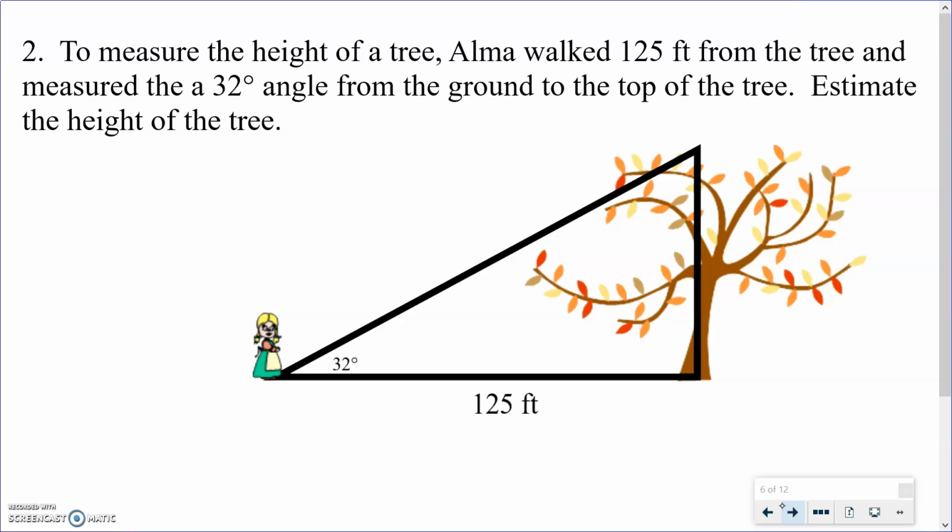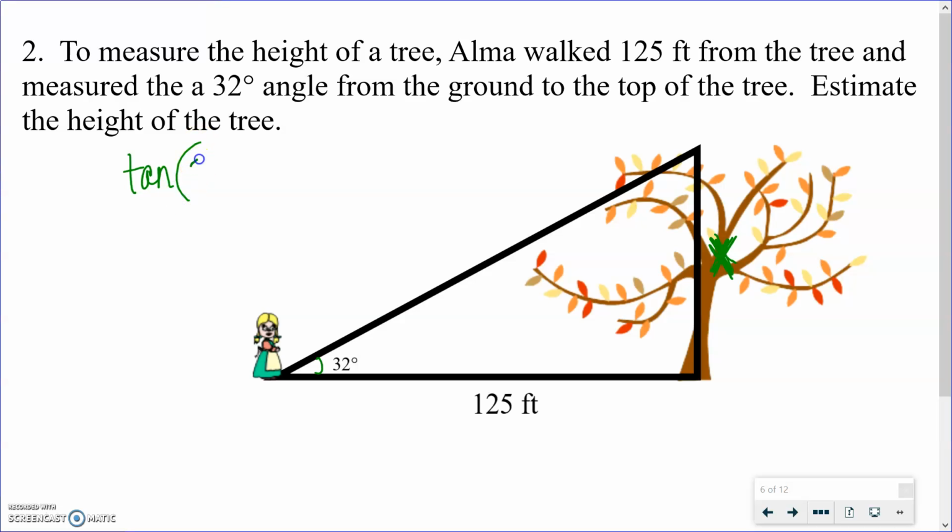It says to measure the height of a tree, Alma walked 125 feet from the tree and measured a 32-degree angle from the ground to the top of the tree. Estimate the height of the tree. So what we're trying to figure out here is the height of the tree, so we're going to call this x. If we were to write this trig ratio, we're using the opposite side, which is x, and we also have the adjacent side. So opposite and adjacent means we're going to use tangent, because we have no information about and don't need the length of the hypotenuse.